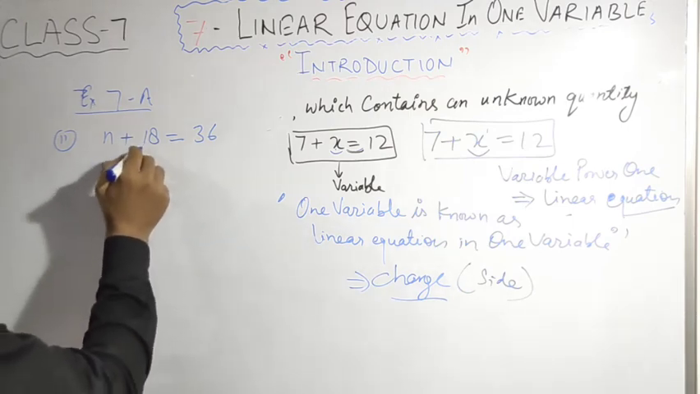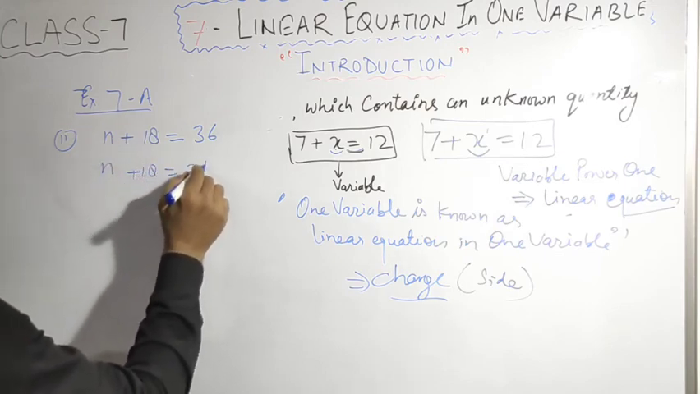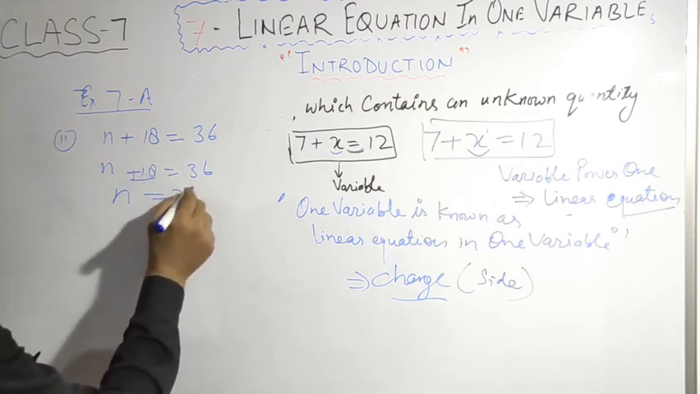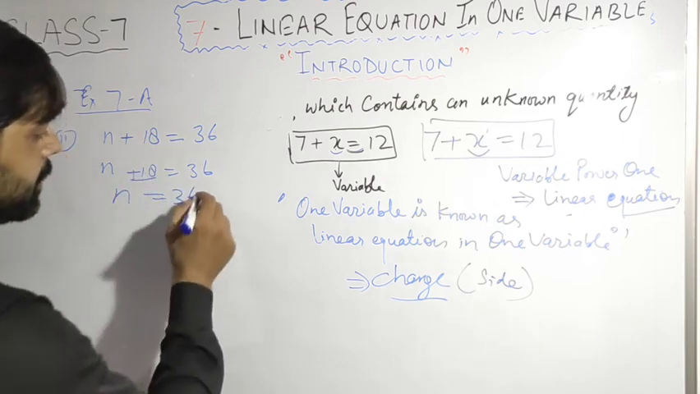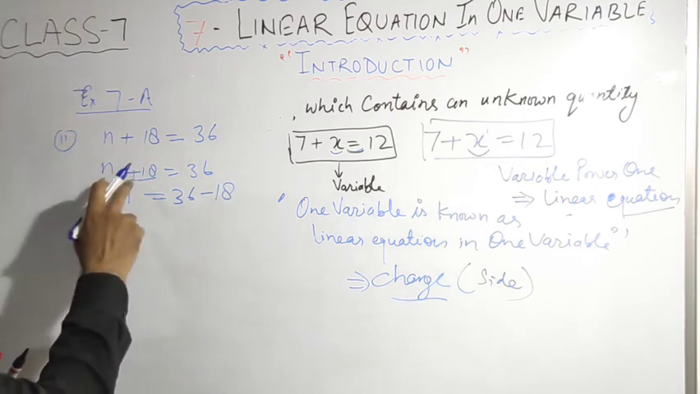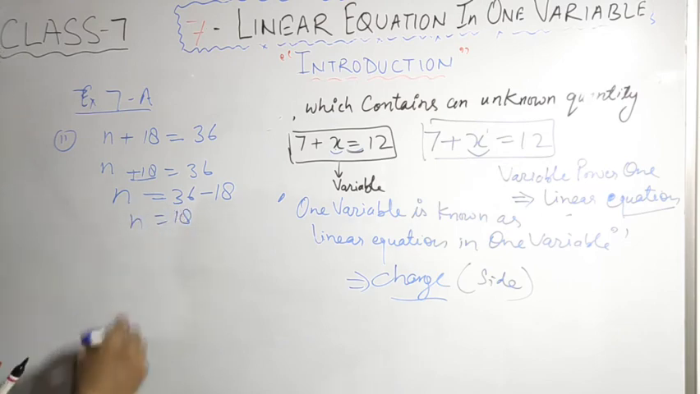n is equal to, we shift this 18. n plus 18 is equal to 36, and then shift the plus 18. When we shift the 18, then write the 36 in the same place, and now here will be minus 18, because when we shift the side then the sign will be changed. Now the answer will be 18. n is equal to 18.